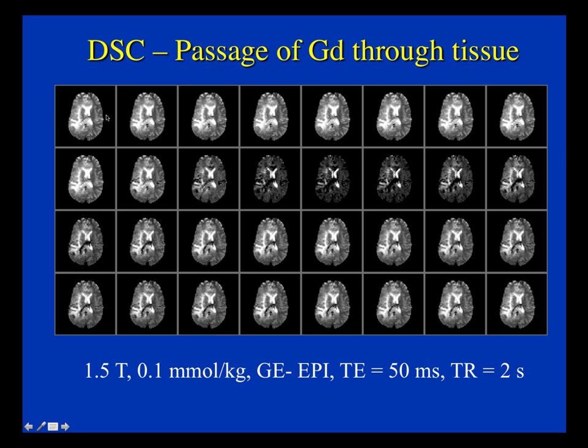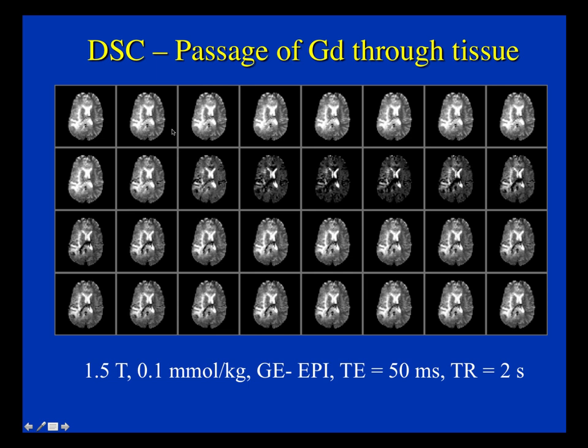This series of images represent the same slice acquired over and over again with a TR of about 2 seconds. So we have high signal intensity as a baseline, and as the gadolinium arrives, we see the signal starts to decrease, and we have a maximum signal loss. And then as the gadolinium washes out, we will see the intensity returning back to the baseline condition.